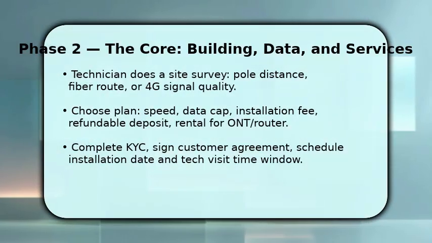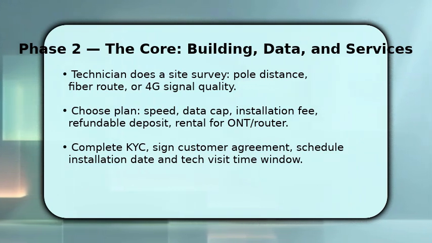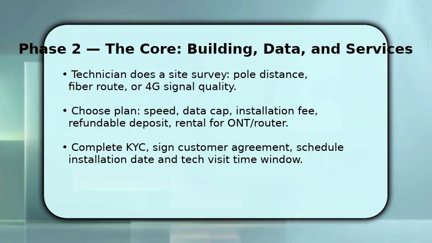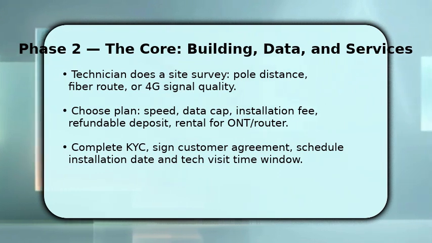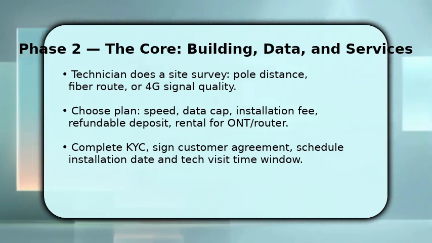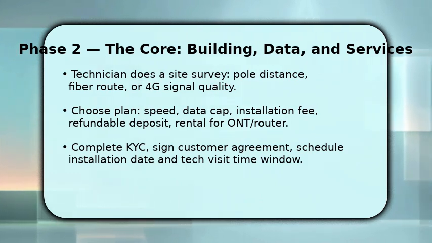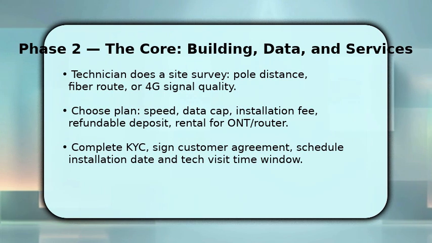Once the survey is scheduled, the technician inspects route options, fiber pole length or where a 4G CPE must mount, and measures signal and line of sight. You choose a plan based on needed speed and data and confirm installation fees, deposit, and any monthly rental for ONT or router. Make sure KYC is completed and you sign the customer agreement. This locks the plan and allows Airtel to schedule the installation.